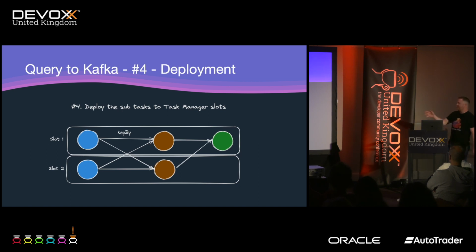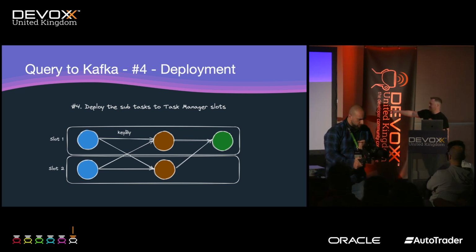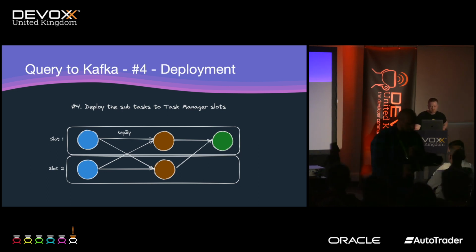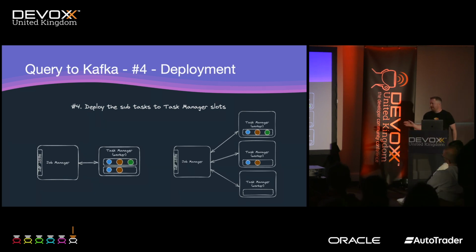So here you can see the parallelism of the job, or our maximum parallelism of the job, is 2 in this case. So we'll need 2 slots. And each slot is going to contain one of these parallel slices. These parallel slices, or these slots, are then deployed to task managers.